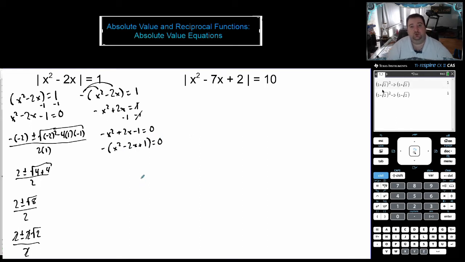Now, why would you do that, Mr. Emond, you might ask? It's because I like to have a positive leading coefficient. Because then when I factor it looks like this, which is much easier for me to do in my head.